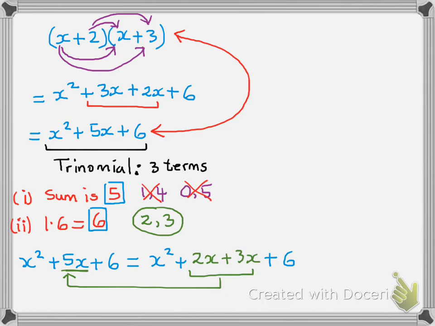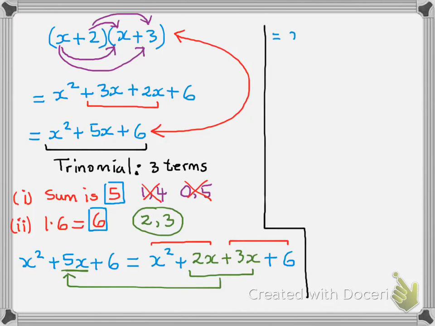And now we can regroup like we did previously. We can regroup them in pairs and factor out the greatest common factor. From the first two terms, the greatest common factor is x. From the last two terms, the greatest common factor is 3.